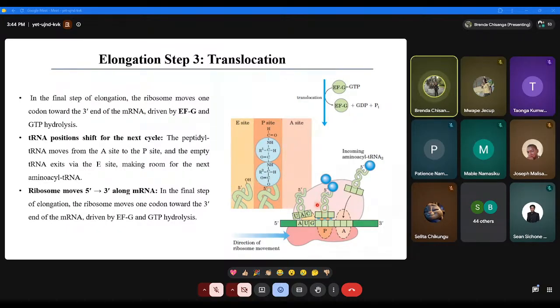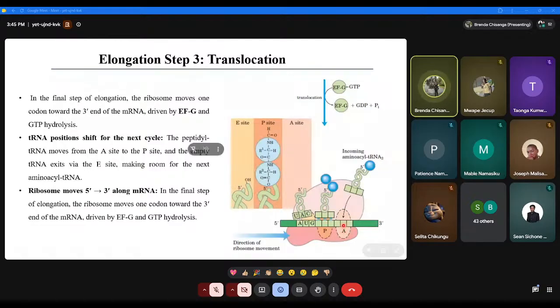The tRNA that was in the P site that has now lost its amino acid will move to the exit site, and now another codon will be positioned in the A site, which will not have a tRNA. So now, because the A site is again empty, but it has an mRNA with a codon, another tRNA can come into the A site and form complementary base pairing with this codon.